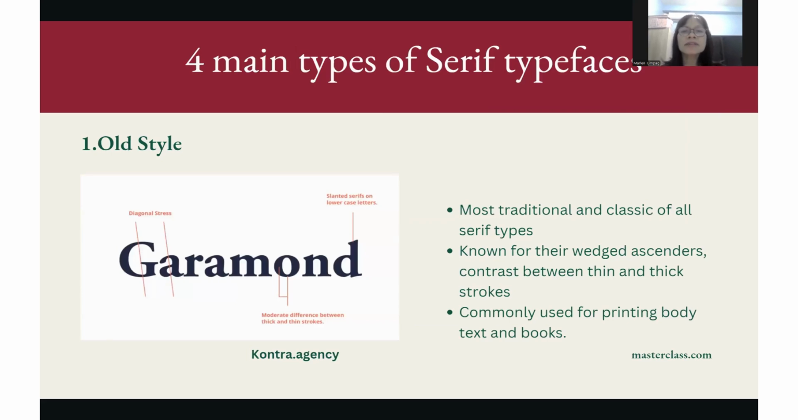Old style serif typefaces are the most traditional and classic of the serif styles. A well-known example is Garamond, distinguished by its slanted counters and scooped serifs. This typeface is a popular choice for body text and book publishing due to its timeless and readable design.